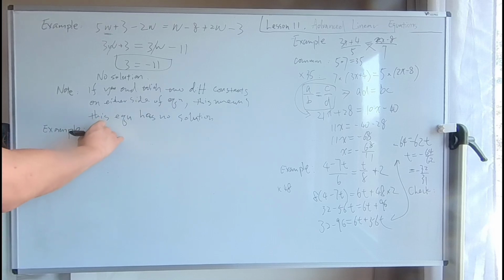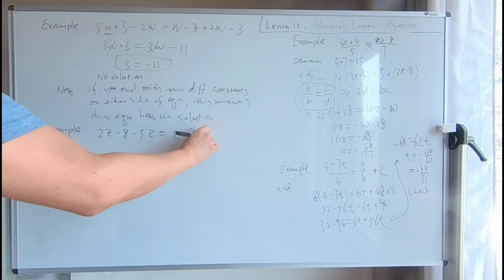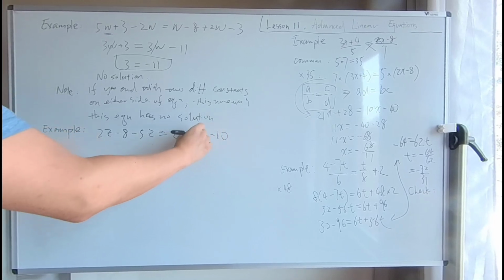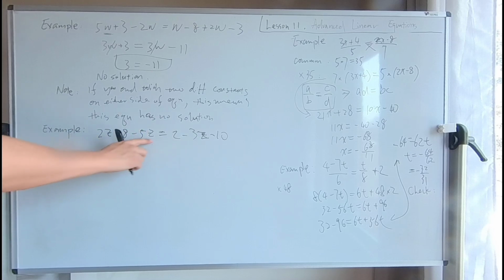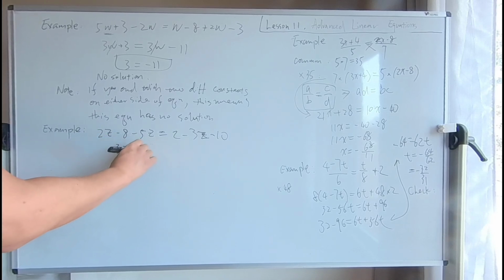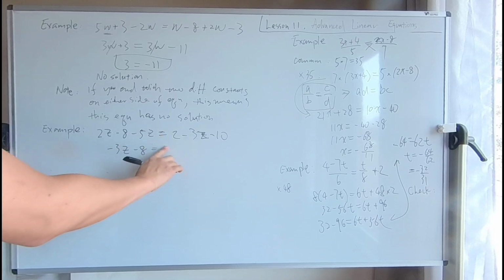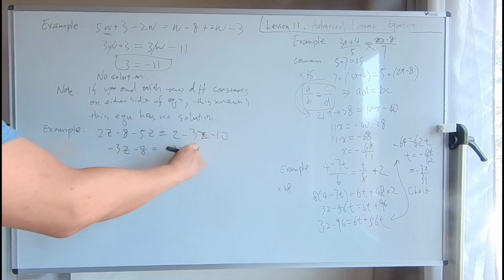Let's see this example. I have 2x minus 8 minus 5x equals 2 minus 3x minus 10. Okay, again, observing that x is my unknown variable, I also need to group the similar terms to simplify the equation first. So I have minus 3x minus 8 equals 2 minus 3x minus 10 minus 8.